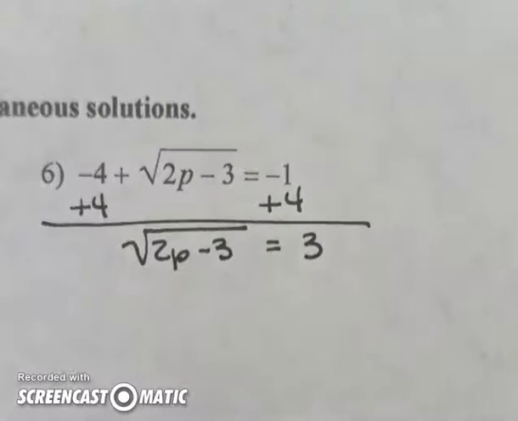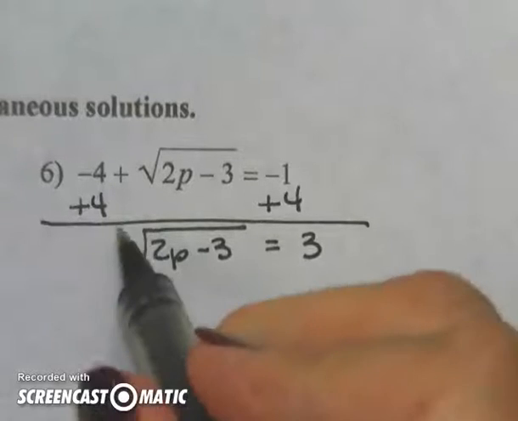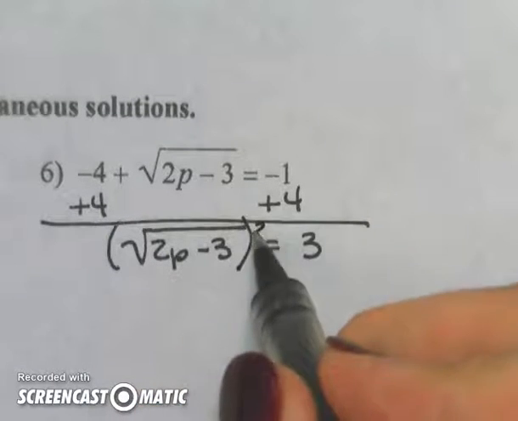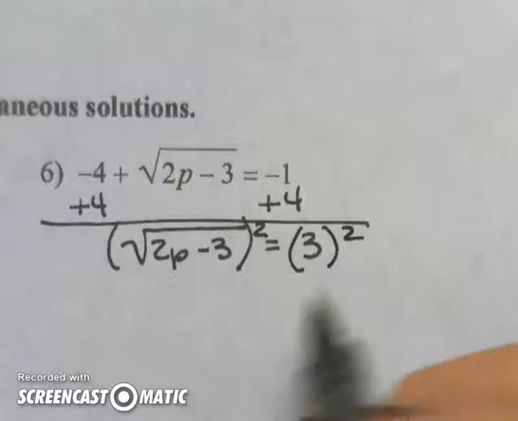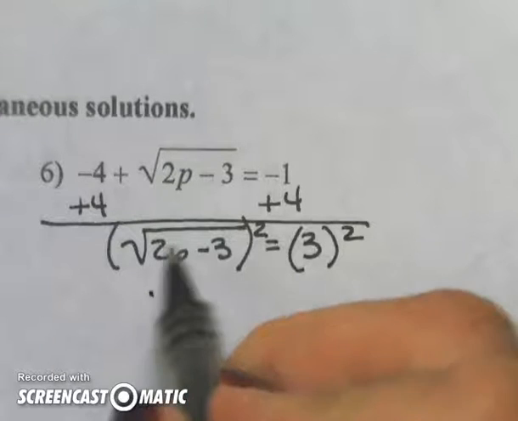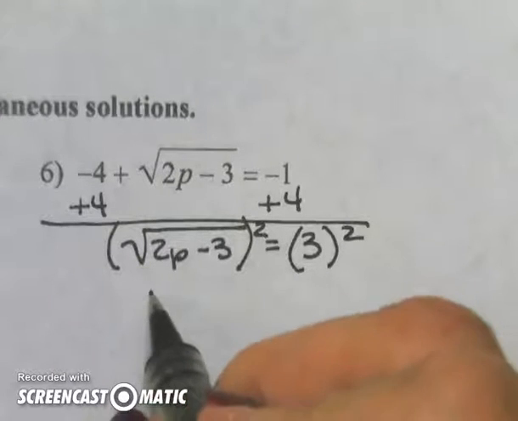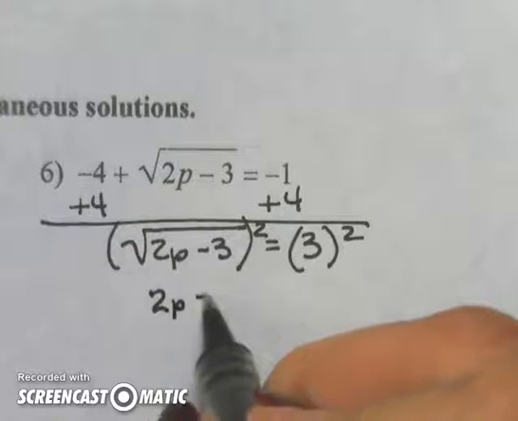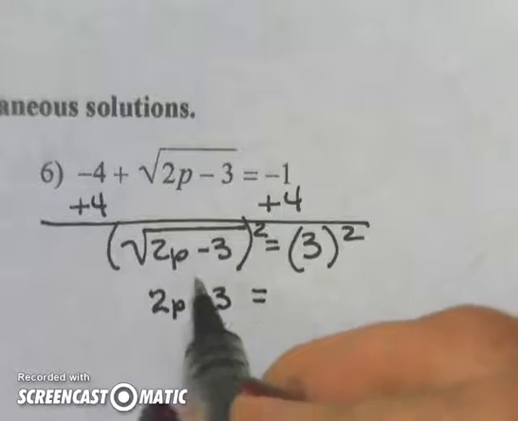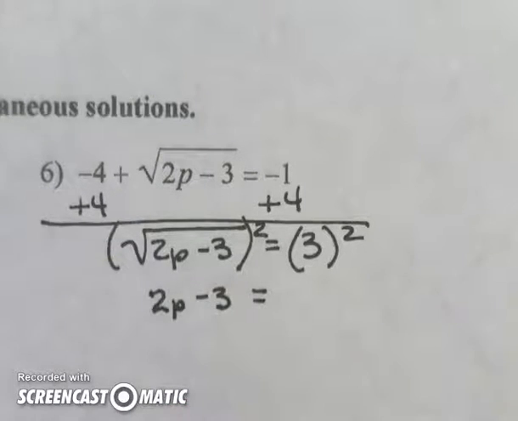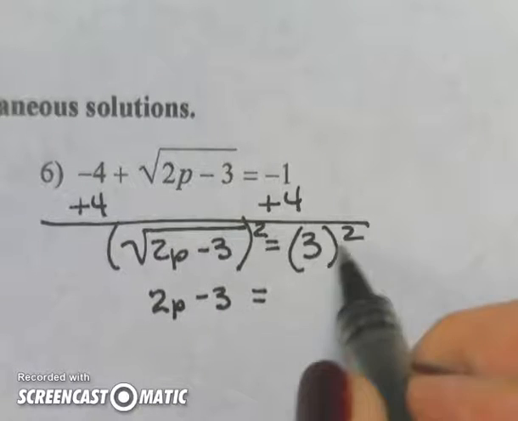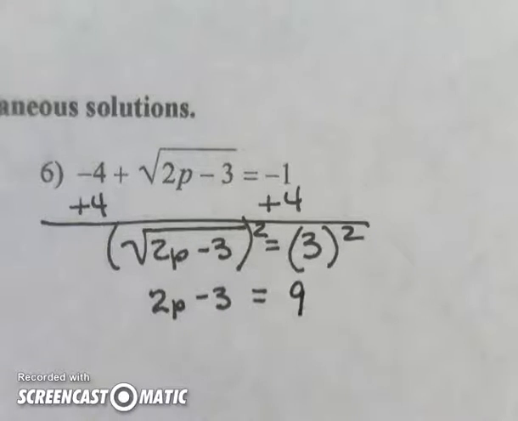Now my radical is by itself. So now I need to get rid of the radical. Well, the inverse of a square root is to square it. So I'm going to square both sides. The square and the square root cancel each other out since they are inverse operations, and so I only have left what's inside the radical. And 3 squared is 9.